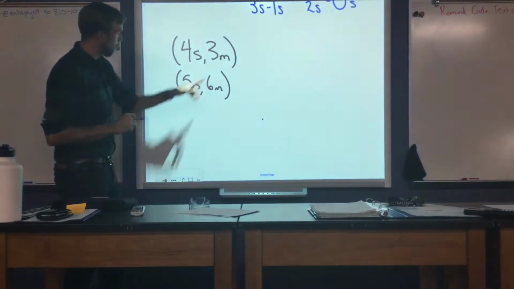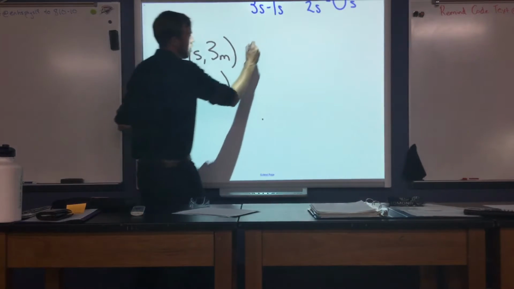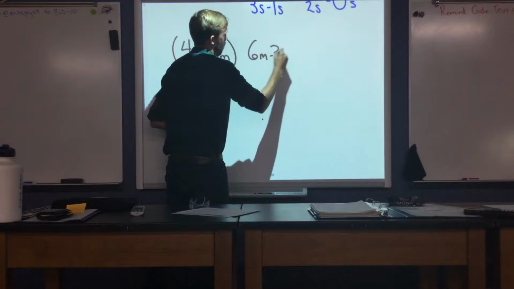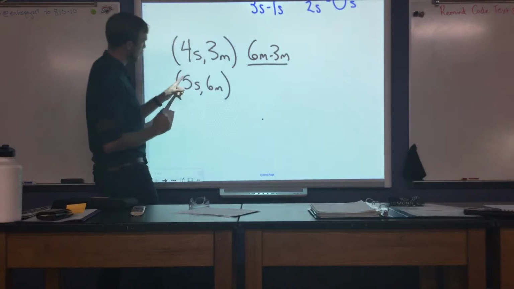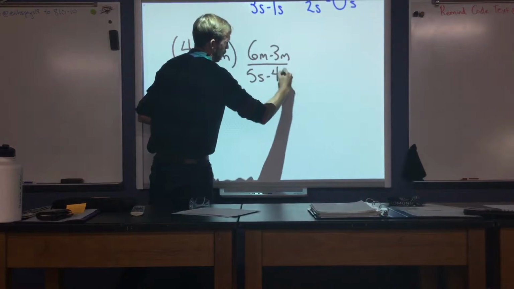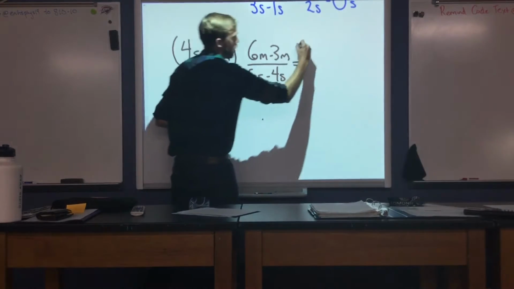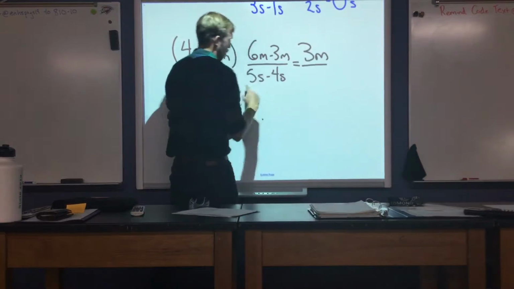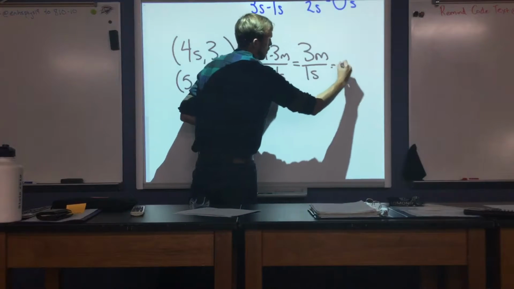So the slope between those points, y2 minus y1, 6 meters minus 3 meters, over x2 minus x1, 5 seconds minus 4 seconds. So 6 minus 3 gives me 3 meters. 5 seconds minus 4 seconds gives me 1 second.